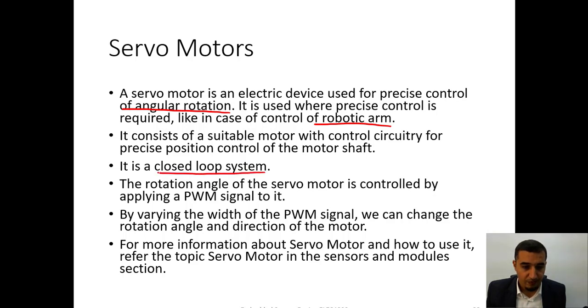It is a closed loop system. The rotation angle of the servo motor is controlled by pulse width modulation. This motor is different: it requires no driver. You just give it 5 volts from the source, connect it to ground, and then you vary a pulse width modulated signal at a certain frequency. It's a little bit different than the other motors we are using. By varying the width of the pulse width modulated signal, we can change the rotation angle and the direction of the motor.